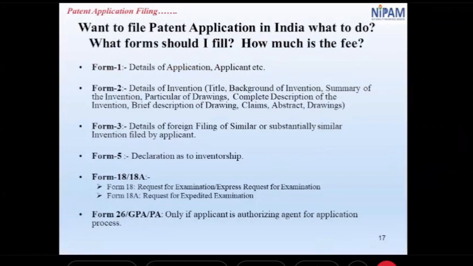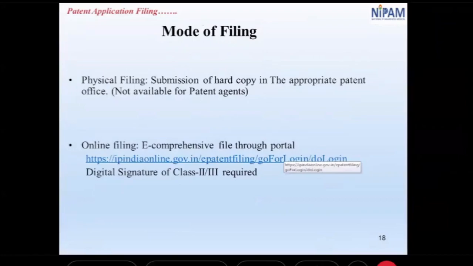Form 18 is the request for examination, right? That means after filing Form 1, Form 2, Form 3 and Form 5, you have to file Form 18 to request for examination. That means please examine my application. Unless you file Form 18, your application will not be examined. It will come under the examination queue once you file Form 18. And Form 26 is the GPA. In the next slides, I will show you how Form 1, 2, 3, 5 and 18 look like. These are the basic forms we need to file a patent application.